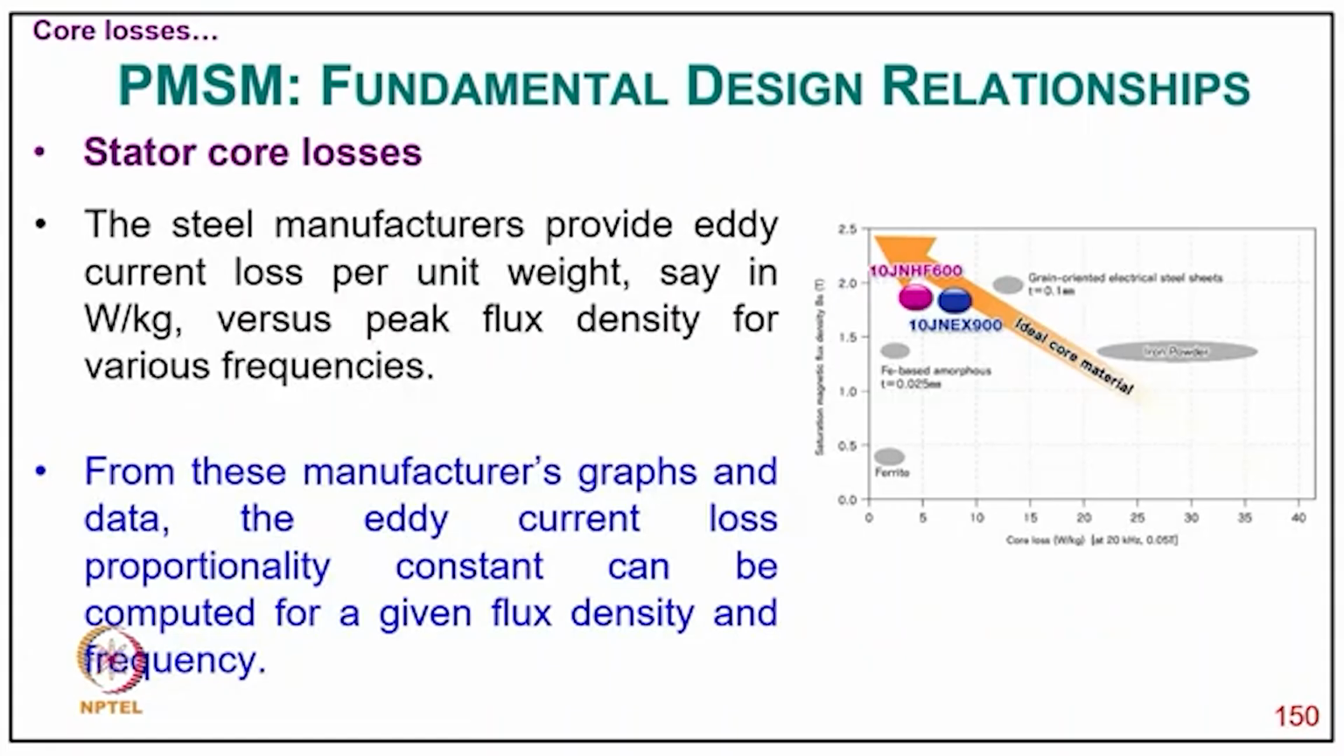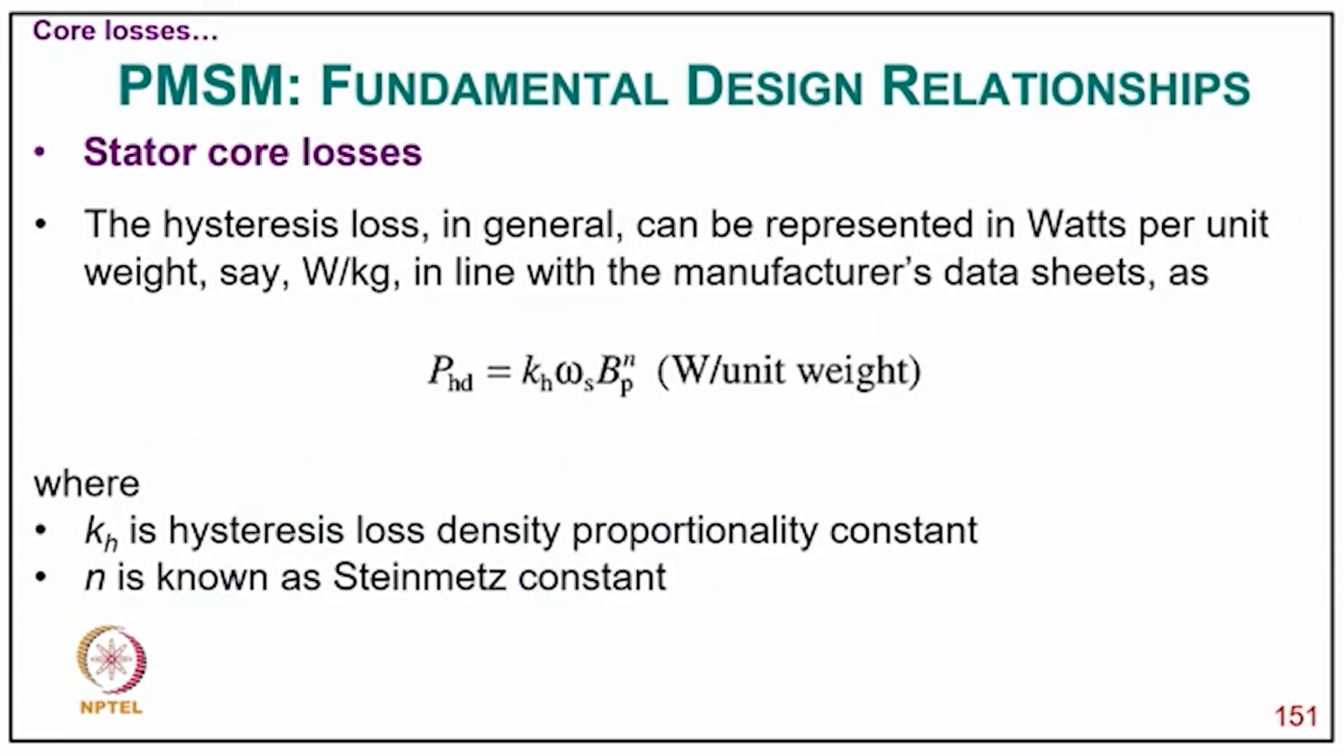So the steel manufacturer provides the eddy current loss per unit weight, say watt per kg, versus peak flux density for the various frequencies, as shown typically in the figure. From these manufacturer graphs and data, the eddy current loss proportionality constant can be computed for a given flux density and frequency. And the hysteresis loss in general can be represented in watts per unit weight, say watt per kg, in line with the manufacturer data sheets.